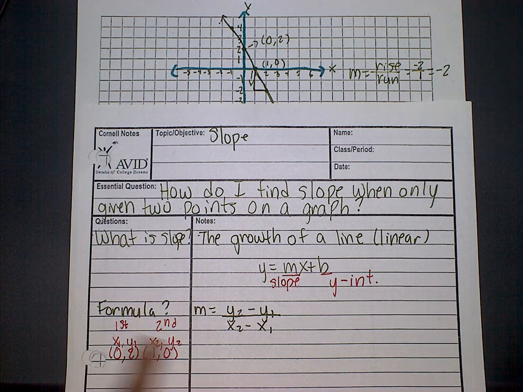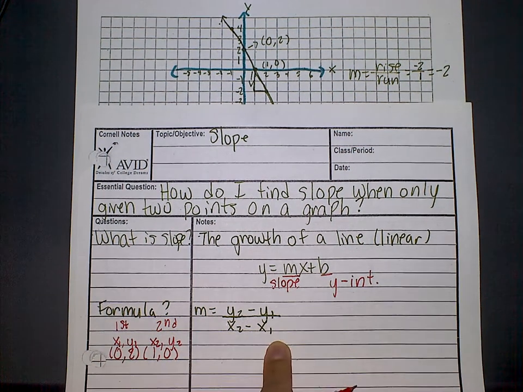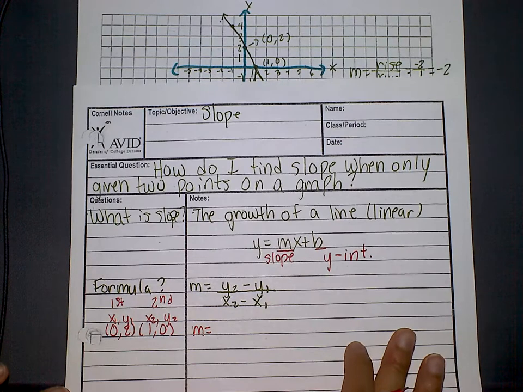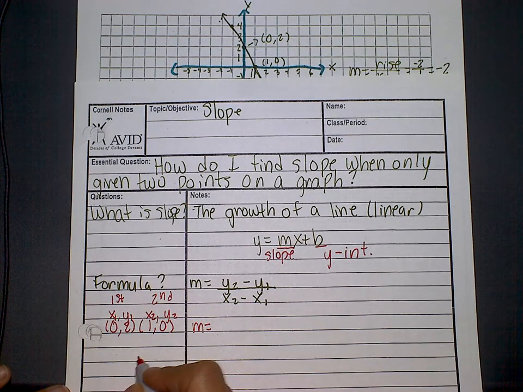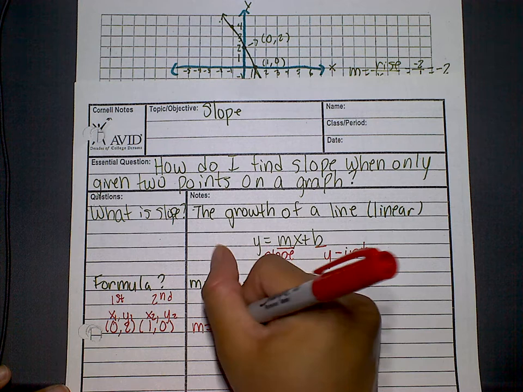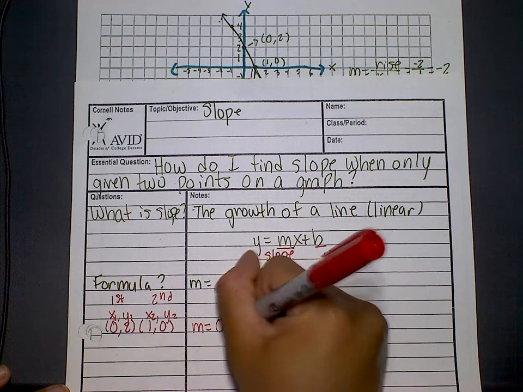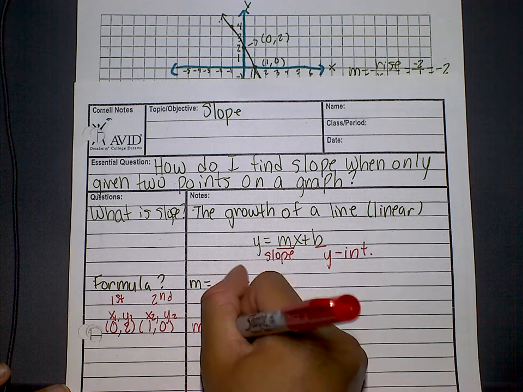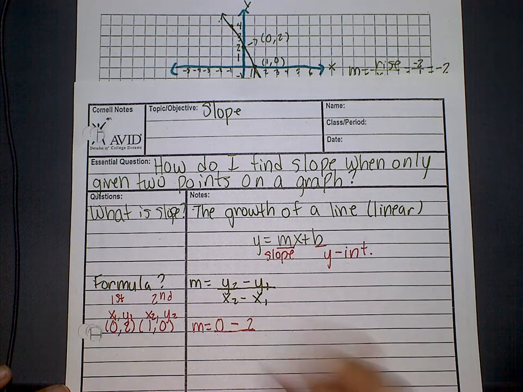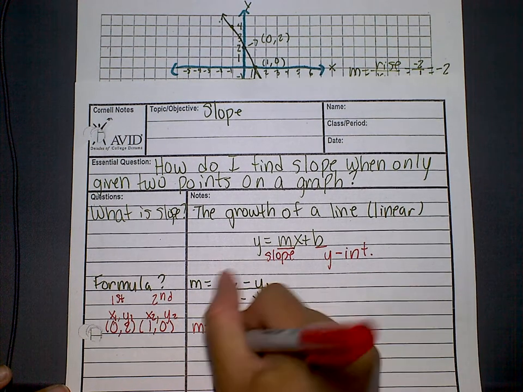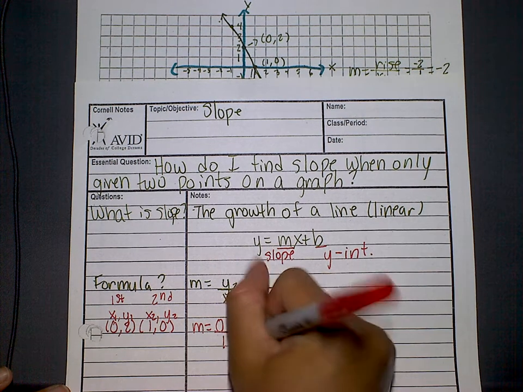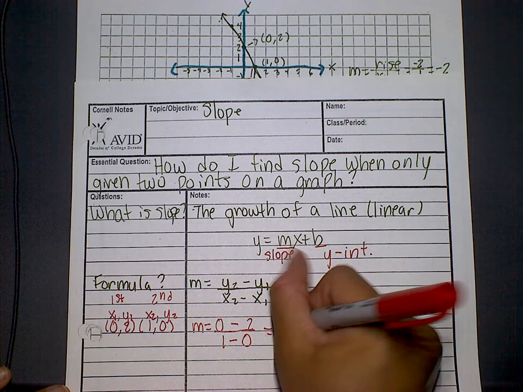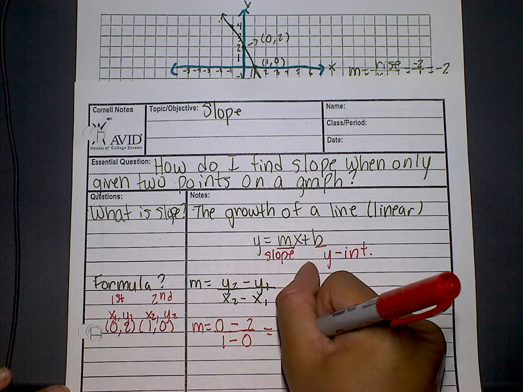Now we're going to put these numbers into our formula and quickly solve. So m is equal to, you're going to take our y2, which is 0, minus our y1, which is 2, divided by x2, which is 1, minus x1, which is 0. 0 minus 2 is -2. 1 minus 0 is 1.